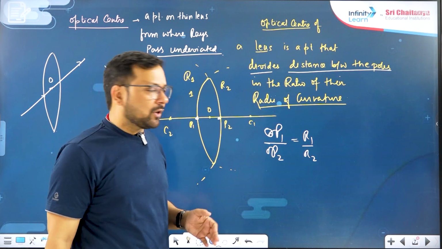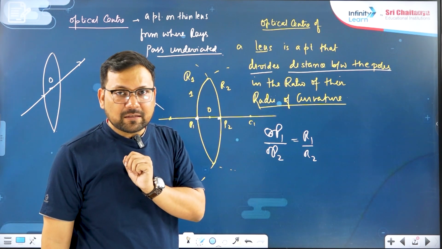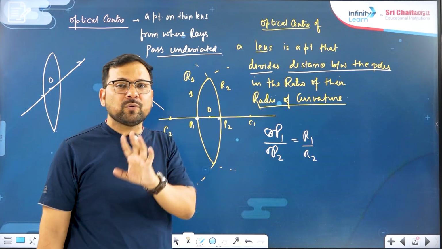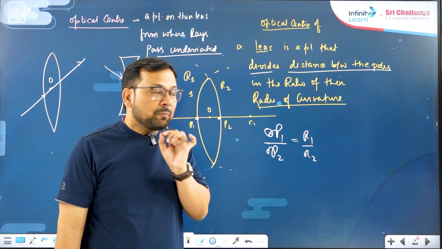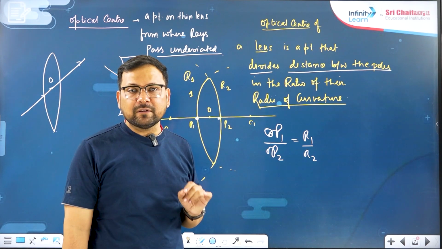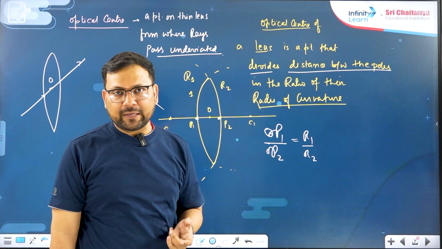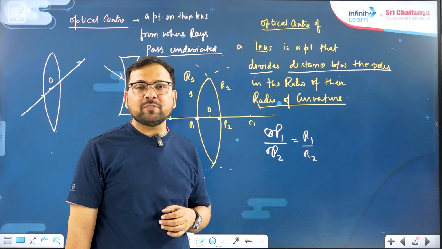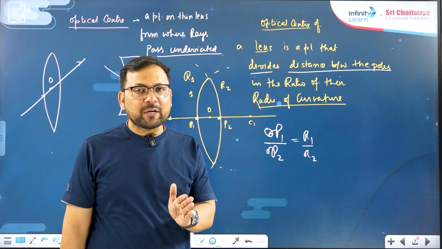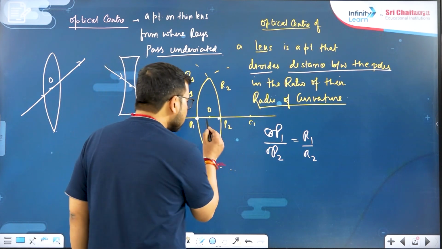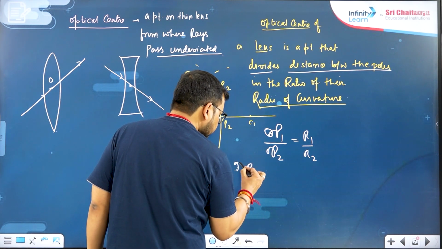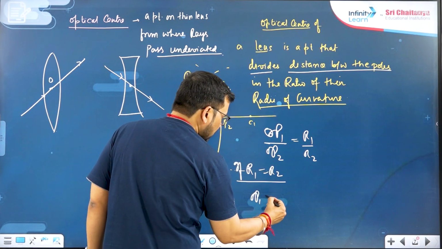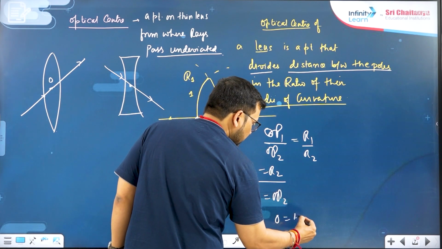Maybe numericals on it will not come, but in an equiconvex lens also, R1 is equal to R2. You can think it is at the midpoint, but I want many of you to get that misconception clear: optical center is not always the midpoint. It might lie anywhere. Like in a biconvex lens where R1 is not equal to R2, the optical center will not be the midpoint. It will be very near to the midpoint, but it will not be the midpoint. So the optical center is at the midpoint only if R1 is equal to R2. If R1 is equal to R2, then OP1 equals OP2, and the optical center is the midpoint.